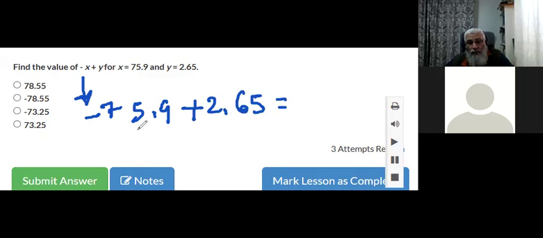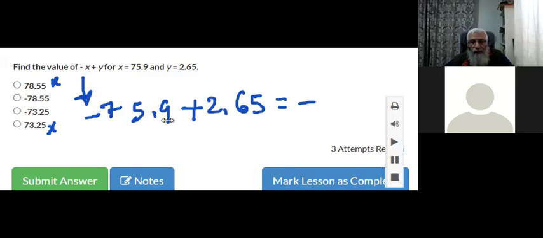How to do this? The result will be negative or positive? The result would be negative. Negative. And are you going to add or subtract numbers? You're going to subtract. Yes. So the positive is not correct. This is not correct.